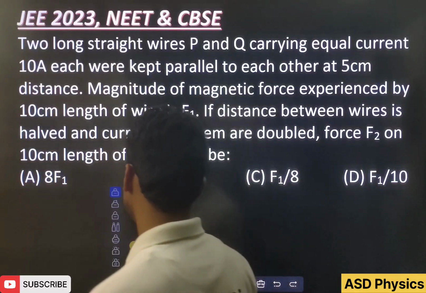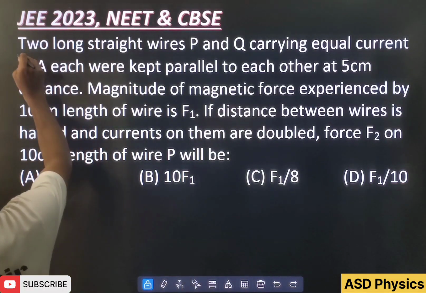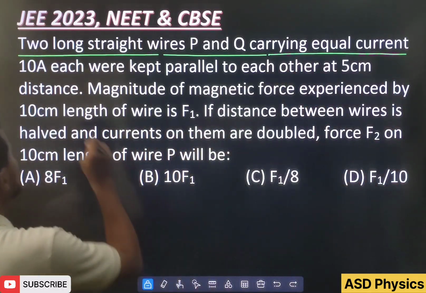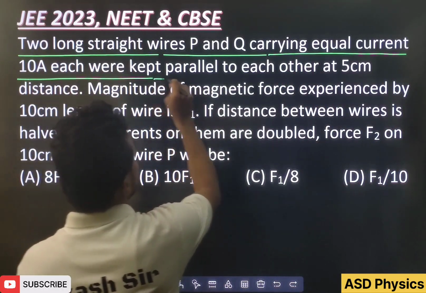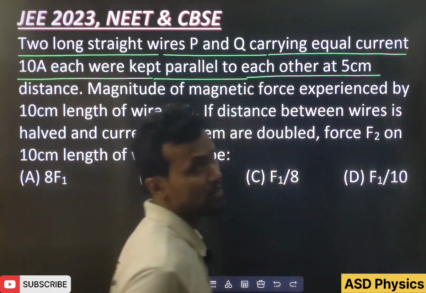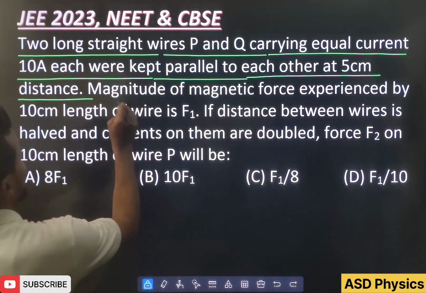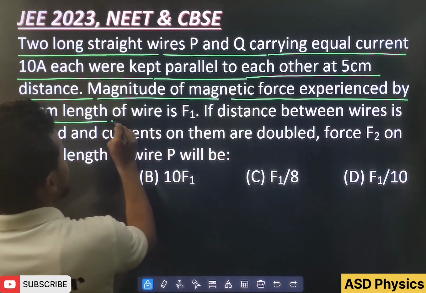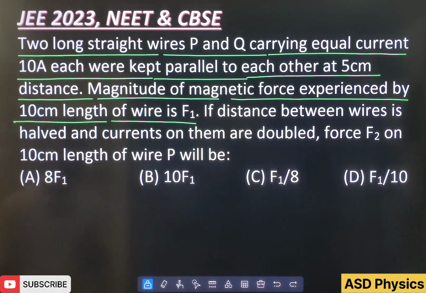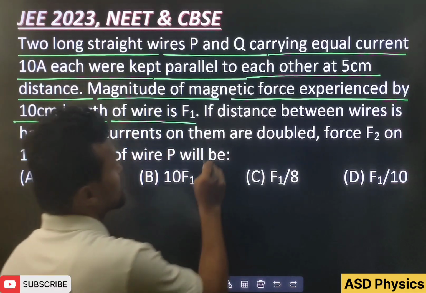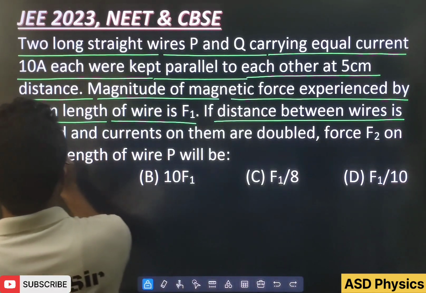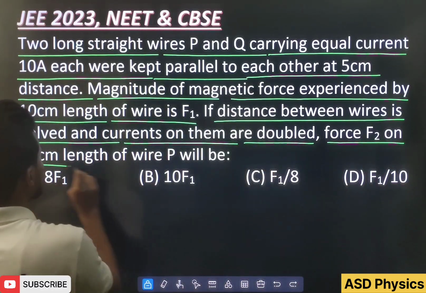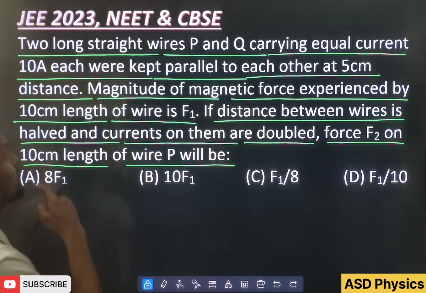Okay, great. Now let's see, the next question is what? See, the question is, two long straight wires P and Q carrying equal currents 10 ampere each were kept parallel to each other at a 5 centimeter distance. Now, magnitude of magnetic force experienced by 10 centimeter length of wire is how much here? F1. Is it? Now, see, if distance between wires is halved and currents on them are doubled, force F2 on 10 centimeter length of wire P will be how much here?